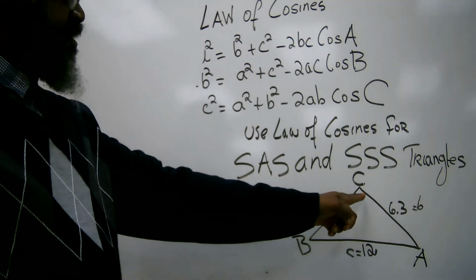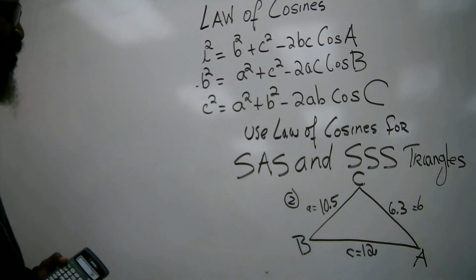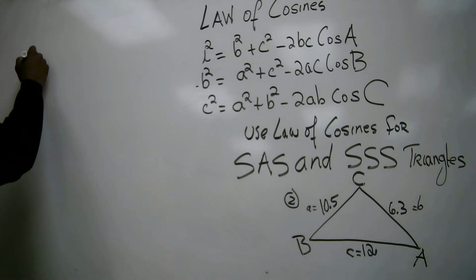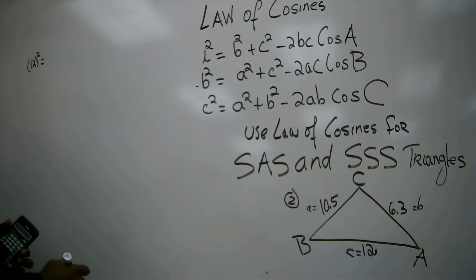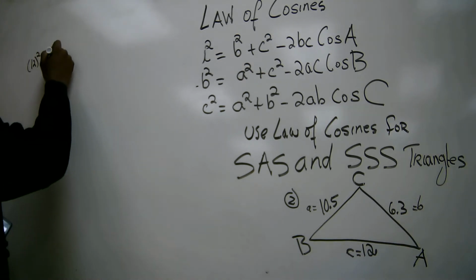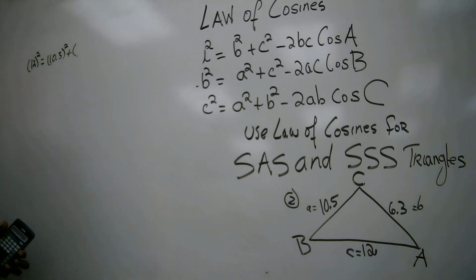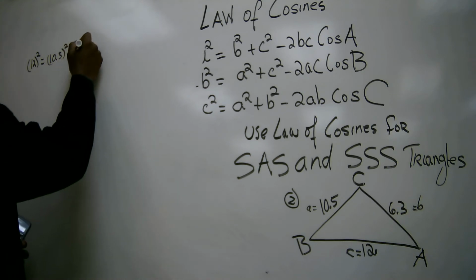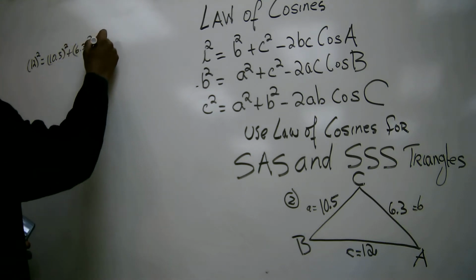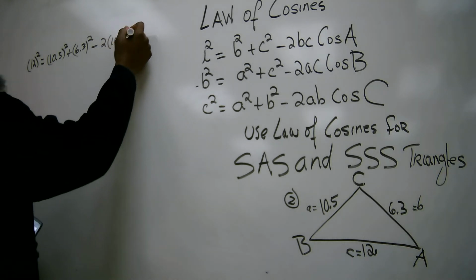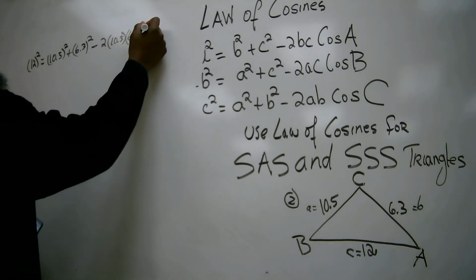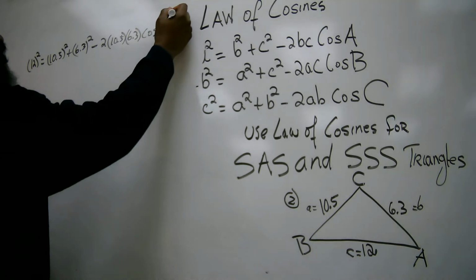So I'm going to try to see if I can find angle C. Then I will have c squared. All right, c squared, that will be 12 squared is equal to a squared. A squared is 10.5 squared, right, plus 6.3 squared minus 2 times 10.5 times 6.3. That will be cos C.